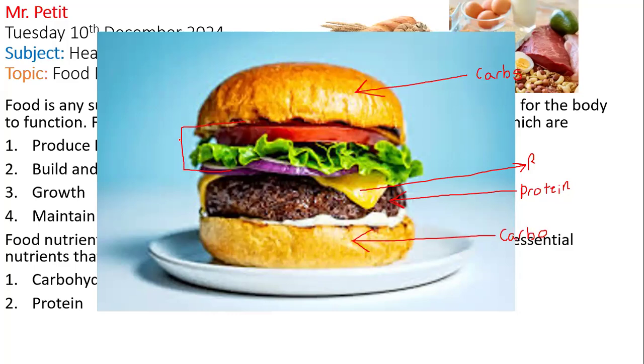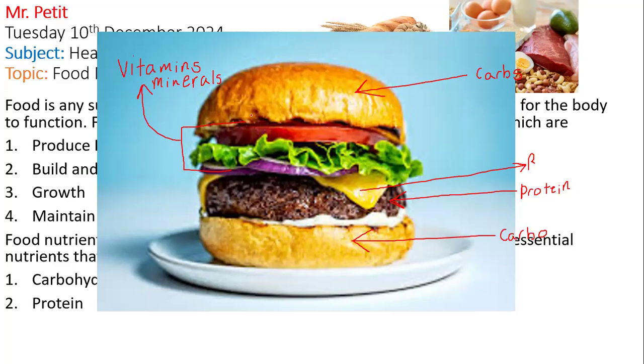What are these? Y'all know what these are? Vegetables. But what nutrients do they give us? Vitamins. And what else? Minerals. Very good. Vitamins and minerals. So if you take out the lettuce and the tomatoes and the onions, then you're taking away all your vitamins and your minerals. I mean, it doesn't taste as good, but you know.